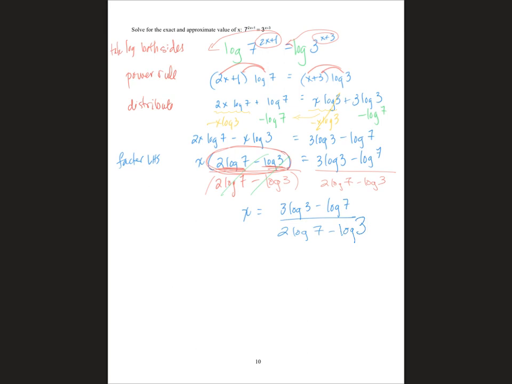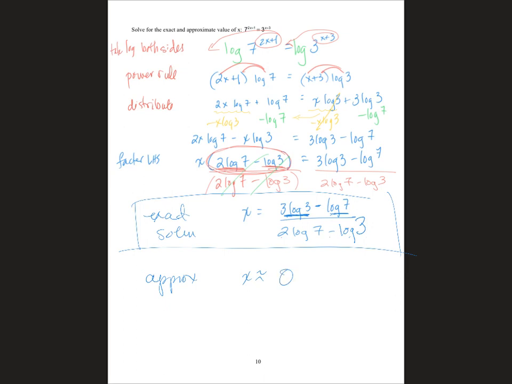Now, this turns out to be the exact solution. It has logarithmic expressions in it. If I wanted to get an approximate solution, I would actually type in my calculator 3 times the log of 3 minus the log of 7, get that number, divide it by 2 times the log of 7 minus the log of 3. So go ahead and try that, and let's see if you can get the approximate solution to be x equals 0.483. That would be your approximate solution.